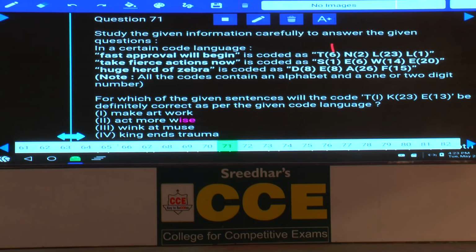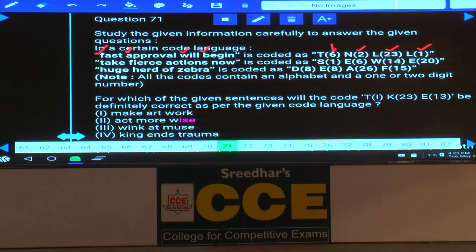now the number is 6, isn't it? How will you get this 6? Now the first letter in the word fast is F and its value is 6. And in this one approval, A is the first letter and the value of A is 1, isn't it? And in this word will, W's value is 23, and begin, that is B is 2.